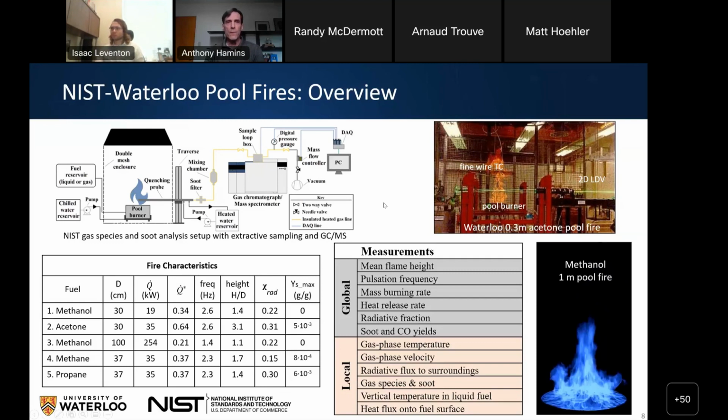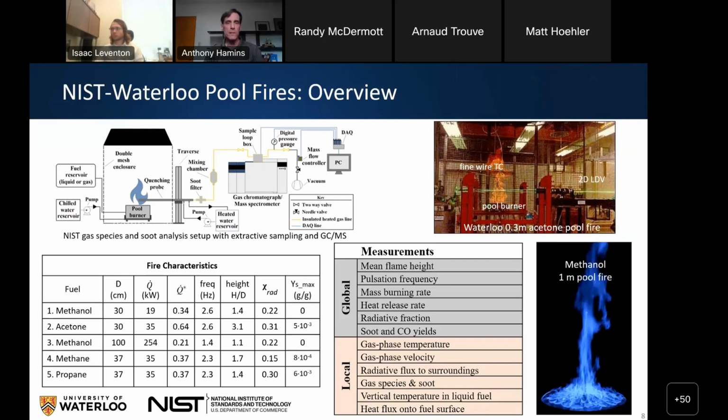The table on the left shows that the fires spanned a range of heat release rates from 20 to 250 kilowatts and Q star values from 0.2 to 0.6. The table also shows the dominant puffing frequencies, normalized flame heights, radiative fraction, and peak soot mass fraction measured along the fire center line. The table in the middle of the slide highlights the global and local measurements posted on the GitHub website.